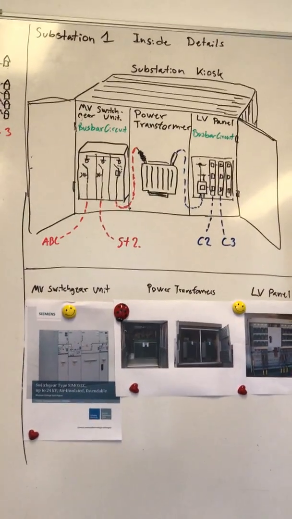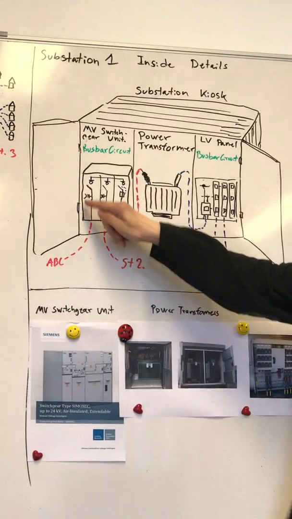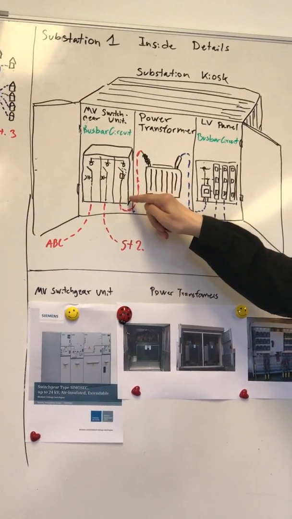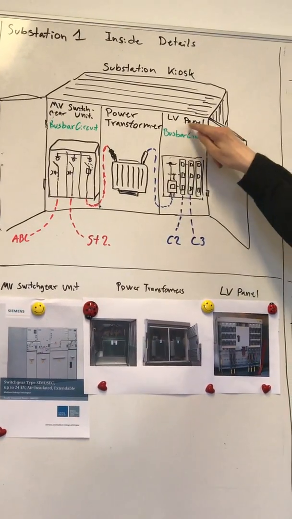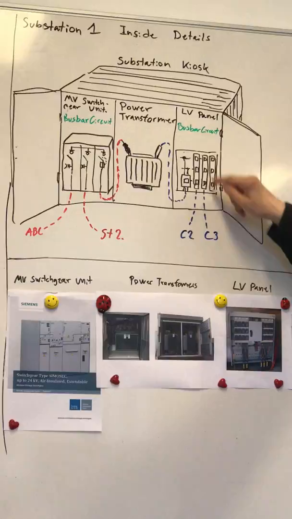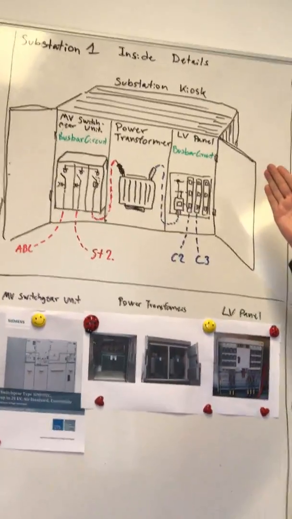Can you point which one is the bay? The bays are like this. One panel like that? Yeah, this is one panel. When we have a low voltage panel, it's like one row? Yeah, one column. One column. Okay. Yeah, this is a bay.